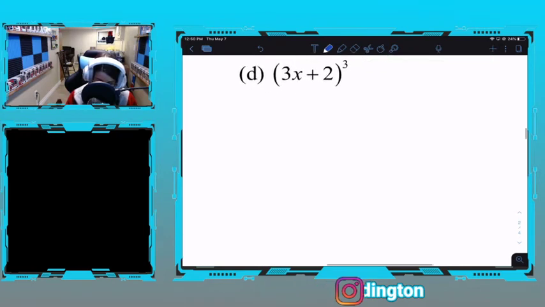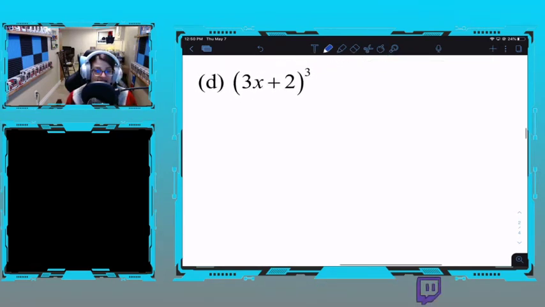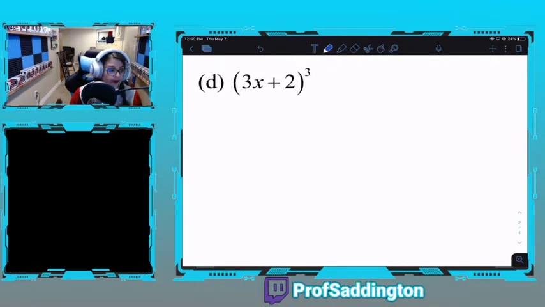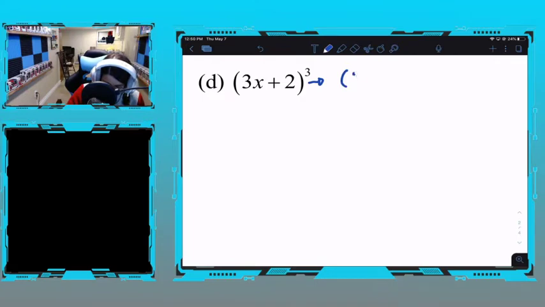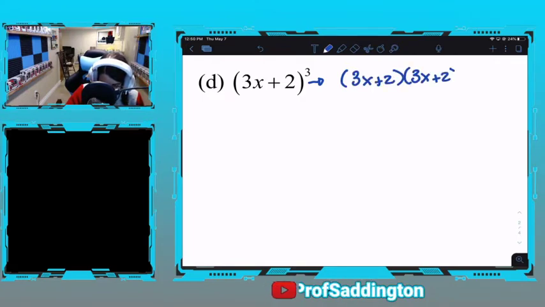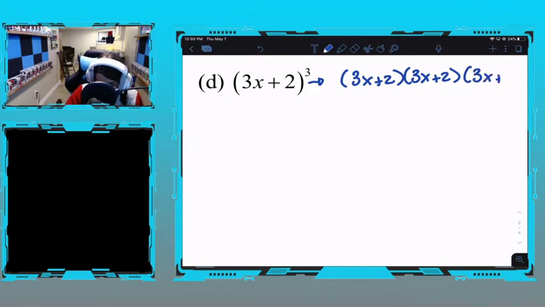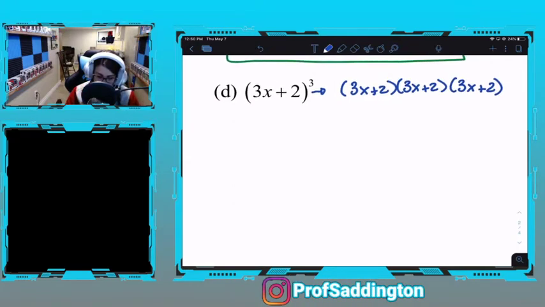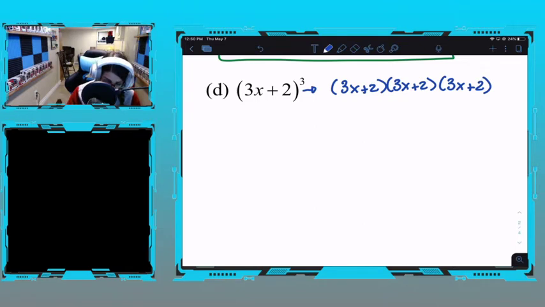So, example D has that quantity cubed. Similar to above when it was the quantity squared, we wrote it out twice. Well, that means here, we're going to write this out as 3x plus 2 times 3x plus 2 times 3x plus 2. You can't just distribute the exponent. It does not work like that.